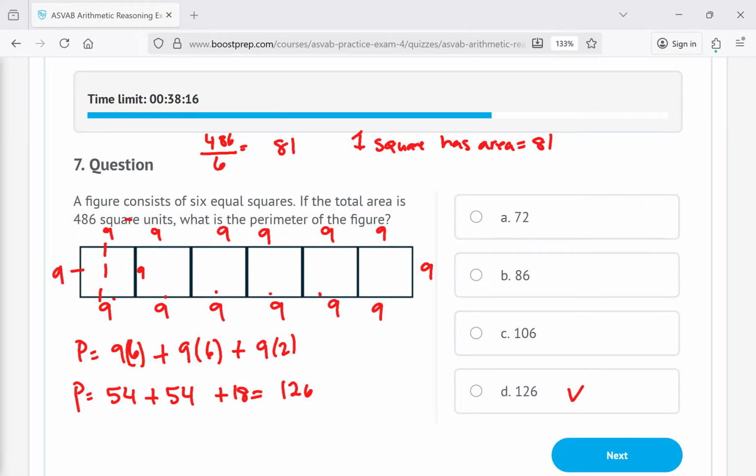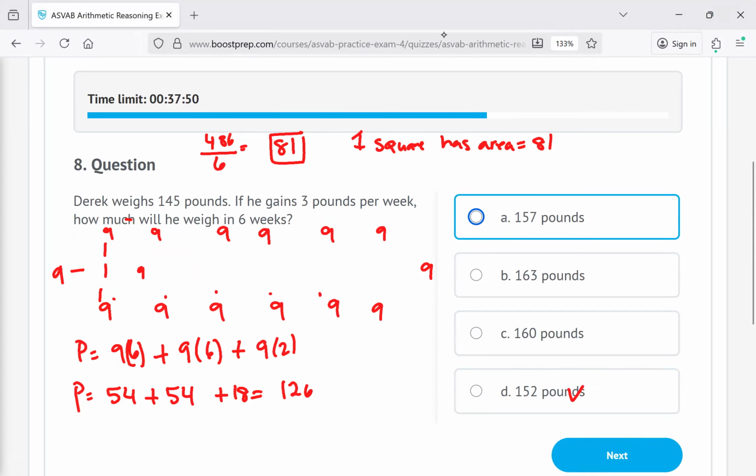Okay, so for this problem, you need to know that in a square, all sides are the same. And to find the area of one square, I just divided the total area, 486, by the number of squares, 6, and I get 81, which represents that one square has an area of 81. Good.